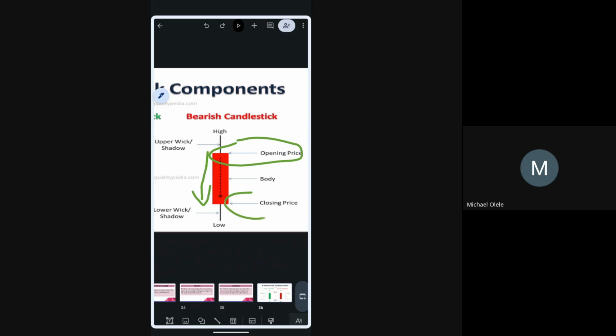A bearish candle opens its price from the upper side, then goes down and closes its price right below here, while a bullish candle starts its opening price from the bottom and closes above. It is not the same for a bearish candle. A bearish candle opens above and closes below. So they are opposites of each other.